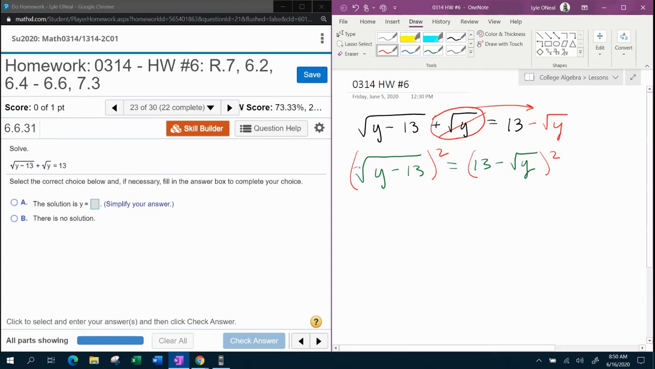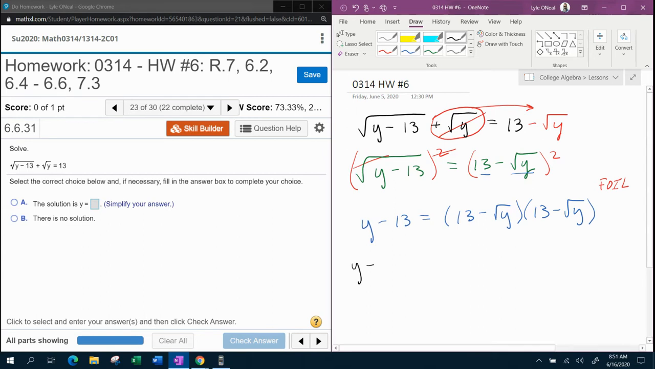So squaring a square root gets rid of the square root. That's going to leave me y minus 13. But on the other side, we have a binomial squared. And that means that we're going to end up having to do the FOIL method. So we're going to have 13 minus square root of y times 13 minus square root of y. And we're going to have to FOIL that. Okay, curses foiled again. Here we go.